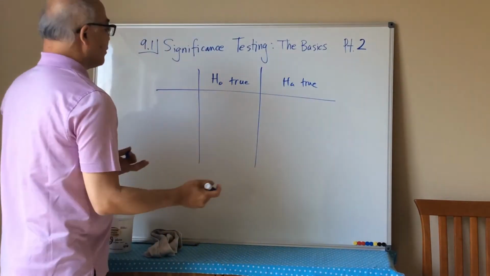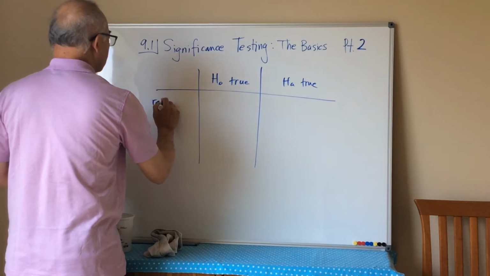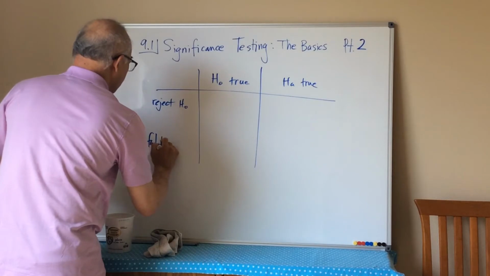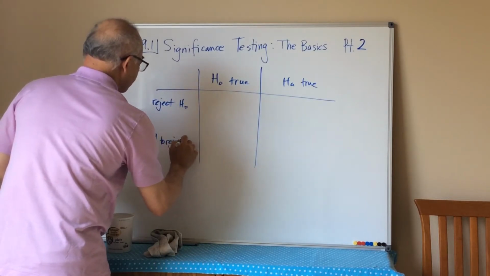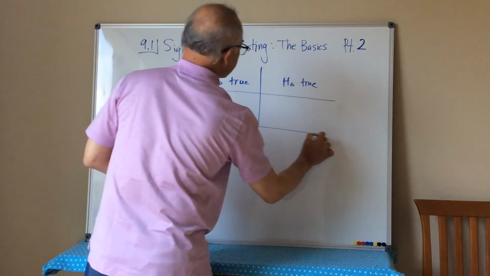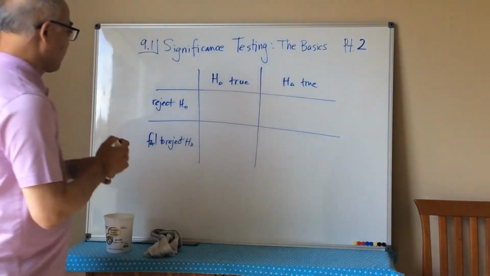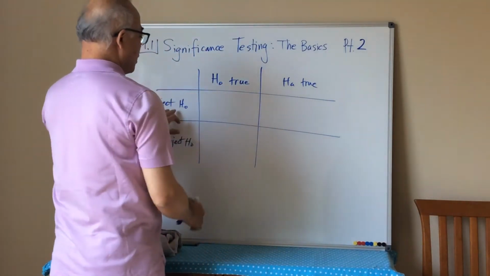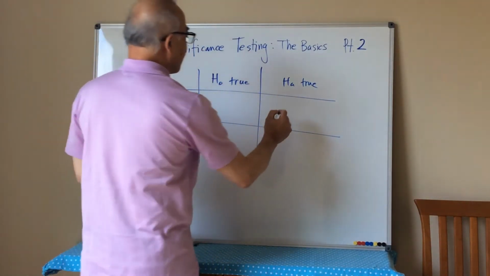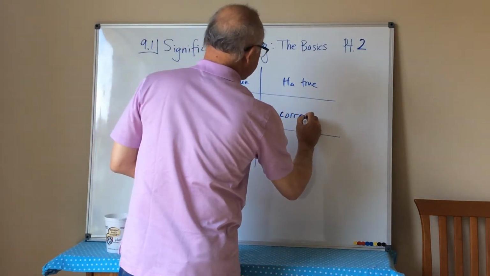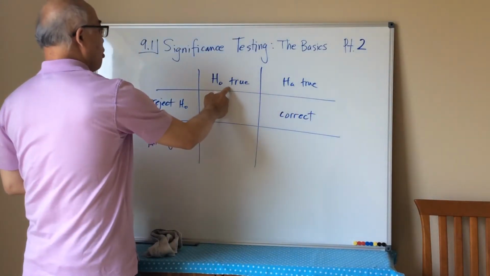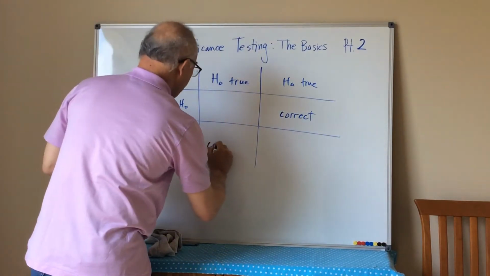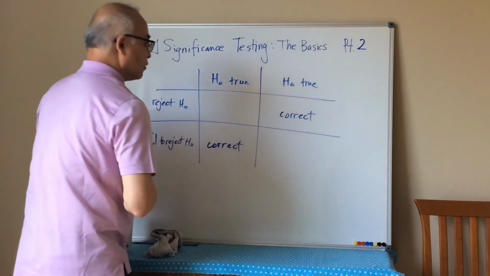And two things are going to happen. You're either going to reject the Ho, or you're going to fail to reject the Ho, because these are the two conclusions you're going to draw. If the Ha is true, you want to reject the Ho. So this is not an error, this is correct. This is the right thing to do. If the Ho was true, you want to fail to reject the Ho. So this also would be a correct conclusion.